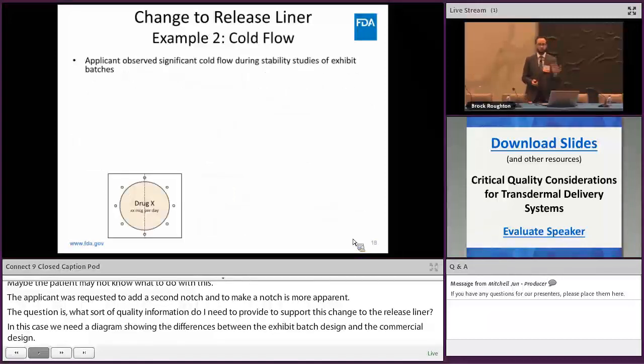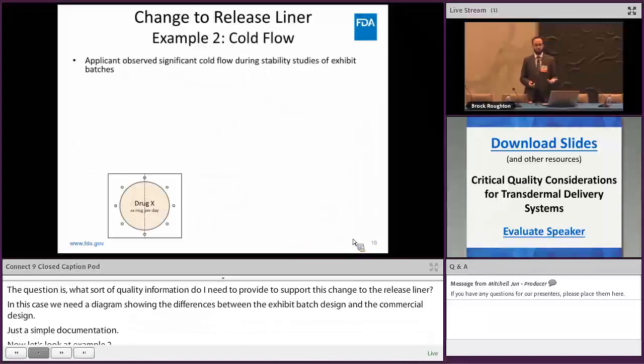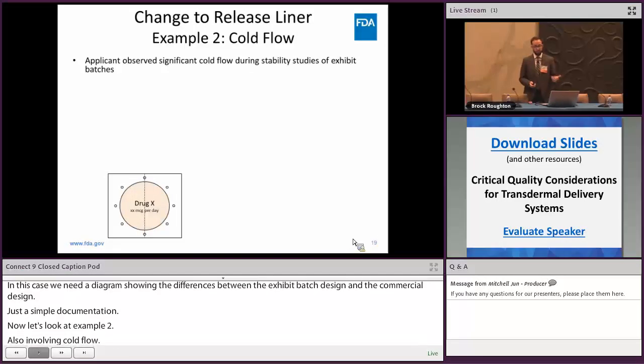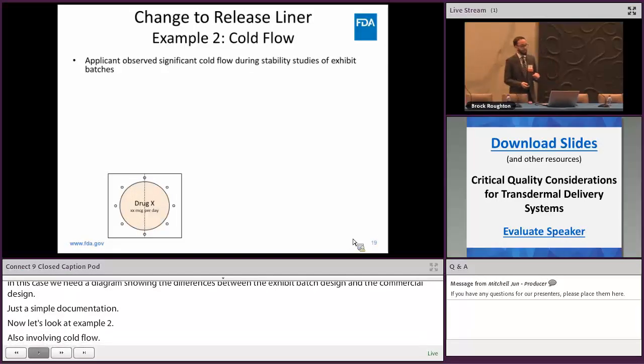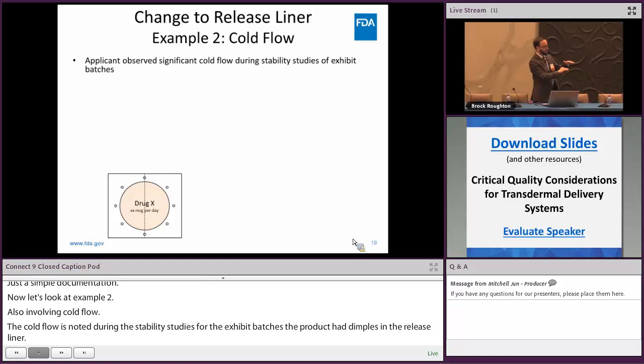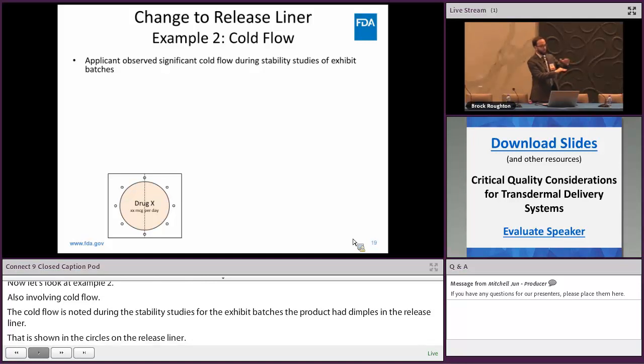So in this case, the cold flow was noted during the stability studies for the exhibit batches. And so in this case, the applicant had designed a product that had dimples in the release liner. And those are shown in those circles on the release liner there. And so it's thought that during storage, as these are in the carton, they don't press against each other as much and they don't sort of squeeze the adhesive out.